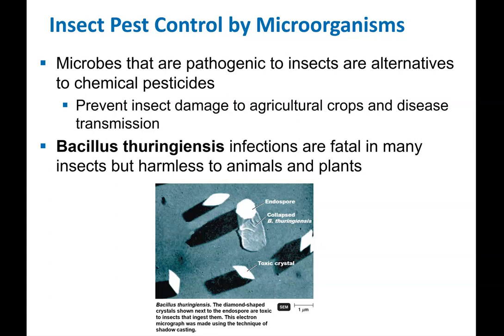This is just, again, another example of some beneficial uses of microorganisms, specifically the fact that some microbes can be pathogenic to insects, and so we can use those microbes as an alternative to using chemical pesticides. It's a more biological or natural pesticide, and there's an example here with this Bacillus thuringiensis bacterium that can harm insects, but it does not harm us or the plants.